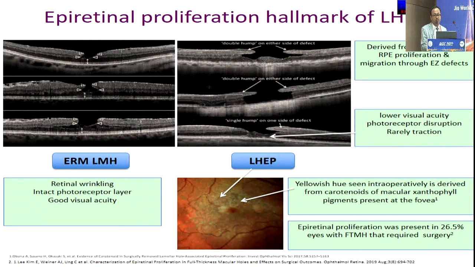So the epiretinal proliferation is a hallmark of this LHEP, and it is actually derived from the Müller cells. We have RPE proliferation and migration through the defects. Usually they have a lower visual acuity because of the photoreceptor disruption, and rarely there is traction. If you see this picture, the yellowish hue seen intraoperatively is derived from the carotenoids, and epiretinal proliferation was present in 26% of eyes in patients who had full thickness macular hole surgery.